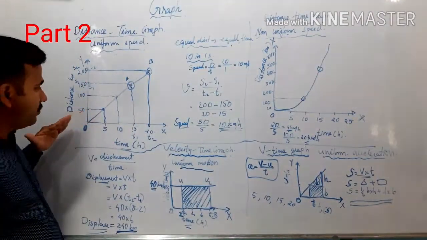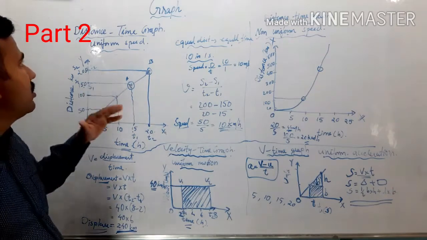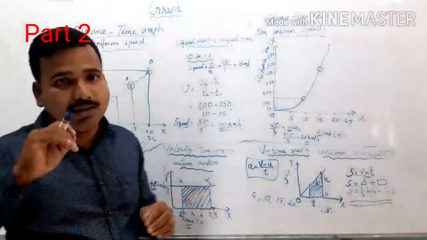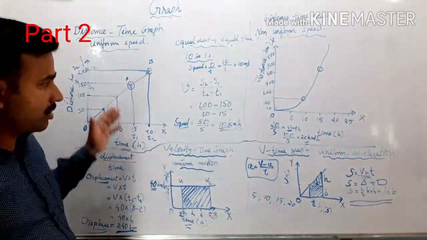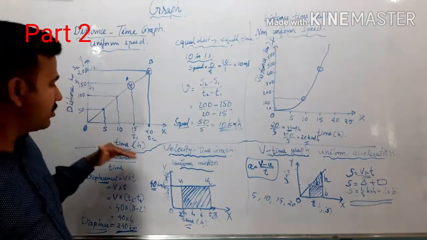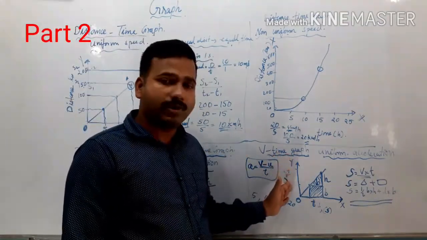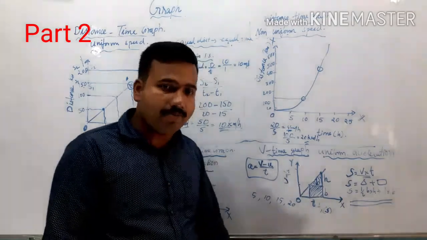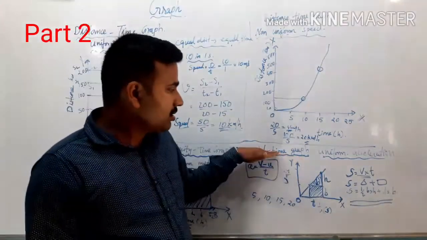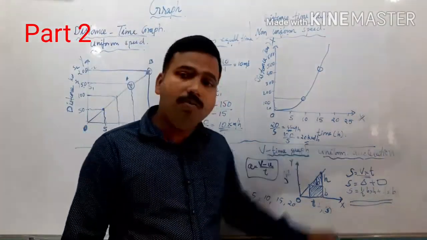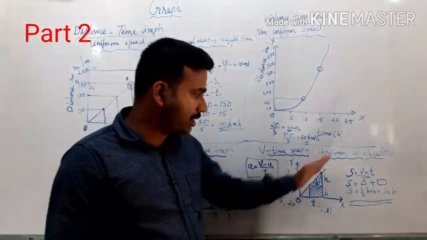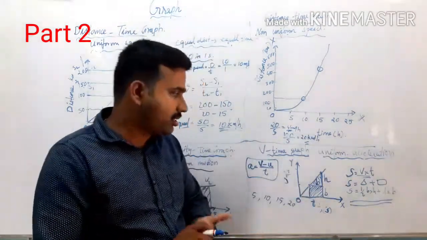Here the object is moving with uniform speed. Speed remains constant. Here we have taken distance and time. Here we are taking velocity and time. So this is the velocity time graph for uniform acceleration. It will be a straight line passing through the origin.